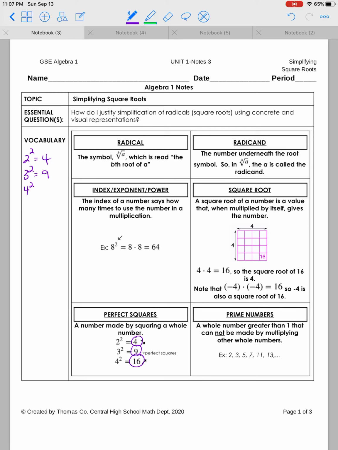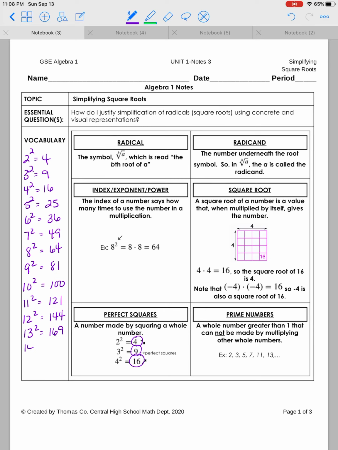3 squared is 9. 4 squared is 16. 5 squared, 5 times 5, is 25. 6 squared is 36. 7 squared is 49. 8 squared is 64. 9 squared is 81. 10 squared is 100. 11 squared is 121. 12 squared is 144. 13 squared is 169. 14 squared is 196, and 15 squared is 225.